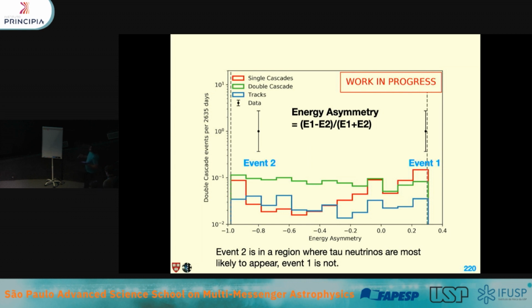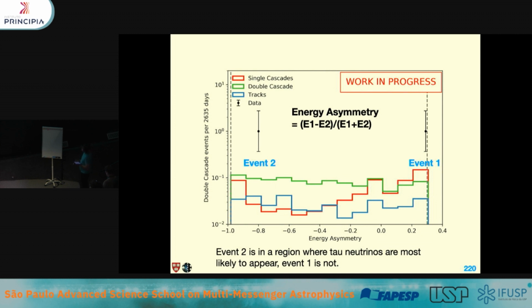So there is actually one thing that we could use here, which is the energy asymmetry, so the relative energy difference between the first and second cascades to the total energy deposited in the event, and it has some separating power with respect to backgrounds. So the main backgrounds here, you have single cascades, tau double cascades, and tracks, which is essentially muons.